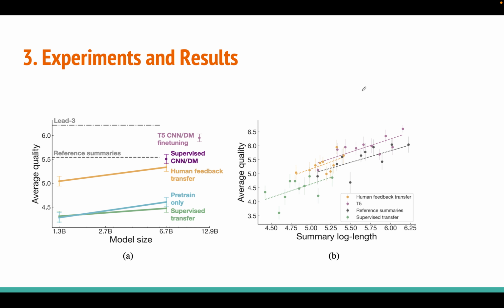Now we'll see another result, for the CNN DM dataset, where we take the fine-tuned human feedback policy model and just use it to evaluate on the CNN DM dataset. As you can see here, supervised transfer, and the human feedback works much better than both pre-train and supervised transfer, but it is not better than the reference summaries.